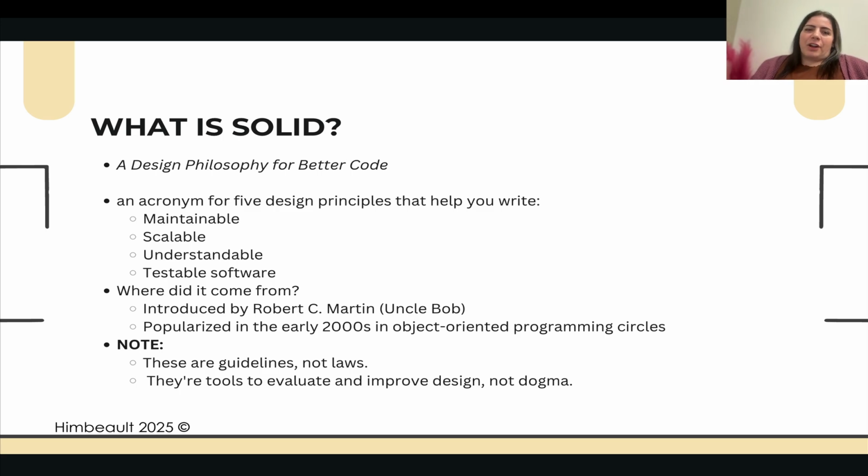Also, they're guidelines, not laws. So just like everything else in this course, they're tools that we want to add to our toolbox. This is not like if you have a violation, you automatically have written terrible code. This is going to be like if you have a violation, you should be asking yourself, is it necessary? And is there a better way to solve the problem?